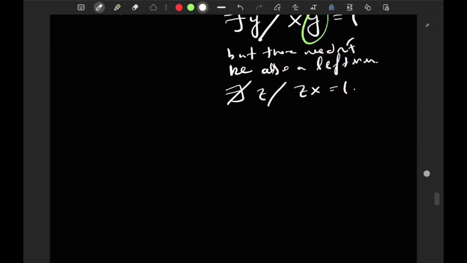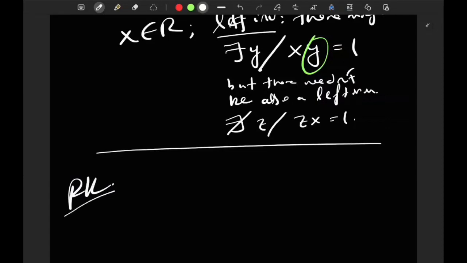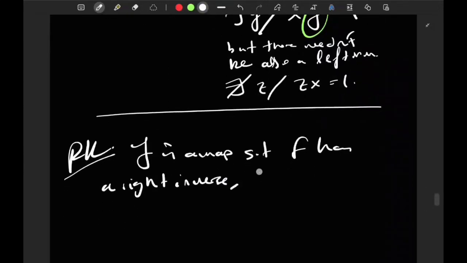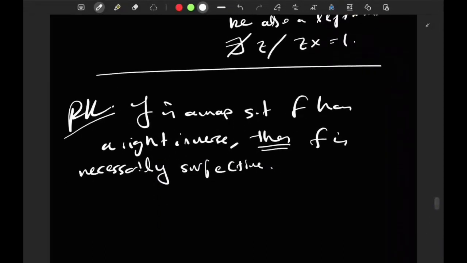So back to our discussion, and maybe just as a brief remark, a remark which is general from set theory: if f is a map such that f has a right inverse, then f is necessarily surjective. So what's the proof of this?